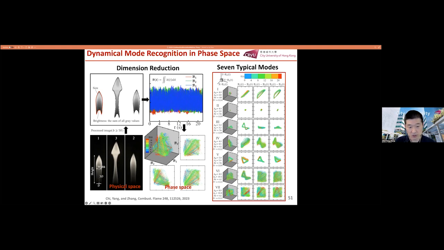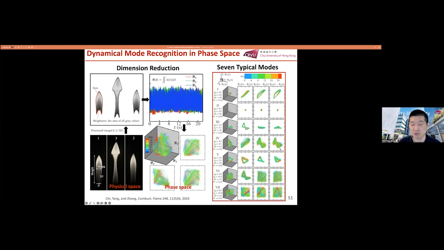So then, because we can run the experiment as long as we want, we can have many more phase points in this phase diagram. So we can form this kind of phase portrait. Okay, it's difficult to make any observation, so we project this phase portrait into 3 two-dimensional phase spaces. So then we can get this kind of diagram. For different dynamic modes, we can have quite different phase portraits. And then we can use the methodology based on phase space to recognize some typical dynamic behaviors.